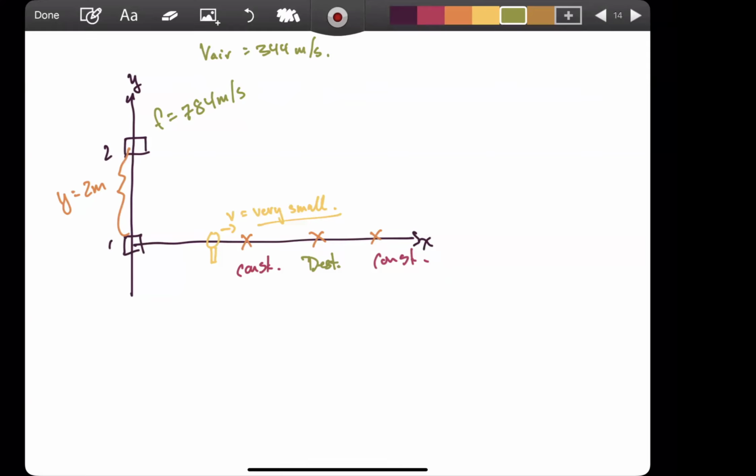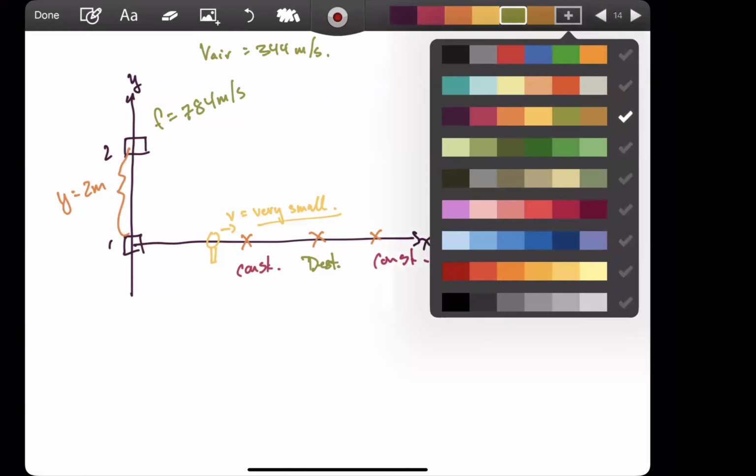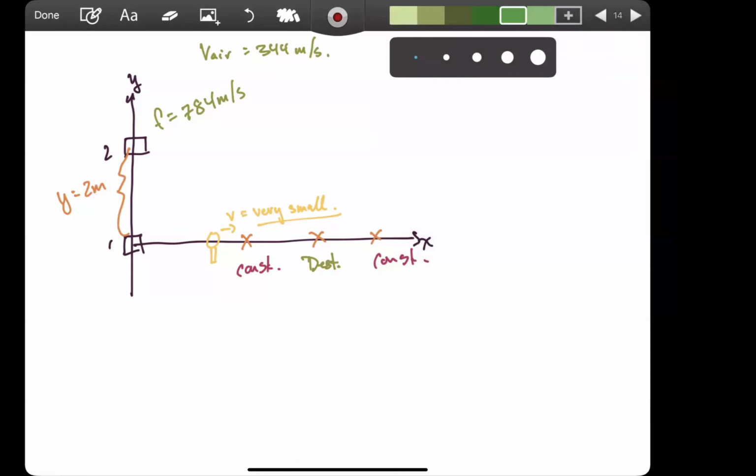So let's do this problem. How will we do this problem? Well, what we know going back is that we want the path length difference. So let's choose some point. Let's say where the microphone is currently is the point of interest. So let's choose this as our point P.